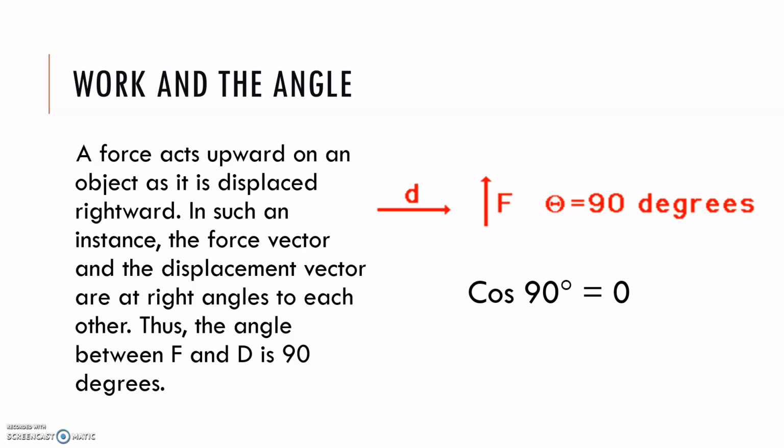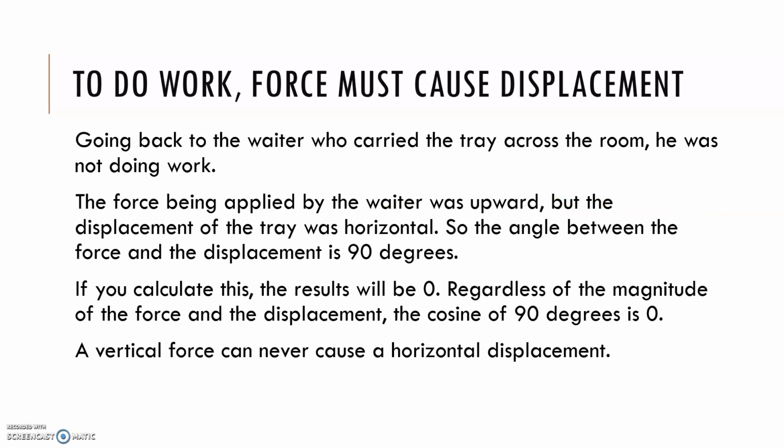Then we have a force that is applied at a 90-degree angle to the direction of the displacement of the object. This would be cosine 90. Cosine 90 is 0. Anything times 0 is 0, meaning no work is being done in a scenario like this.